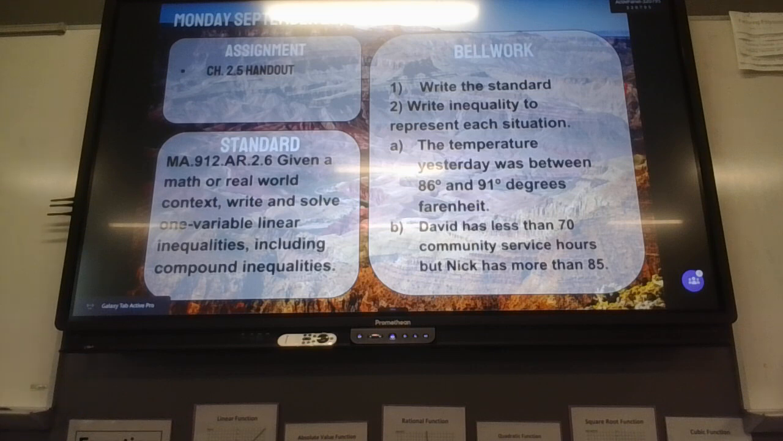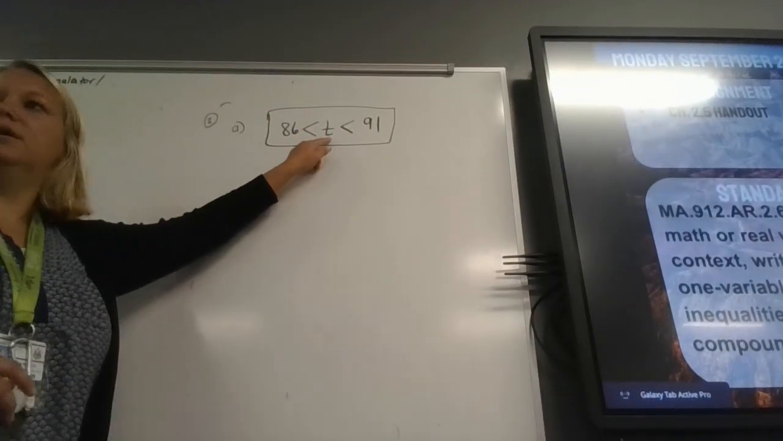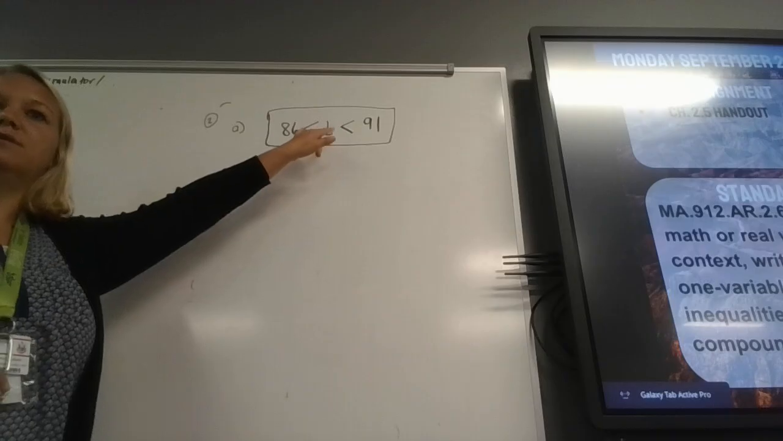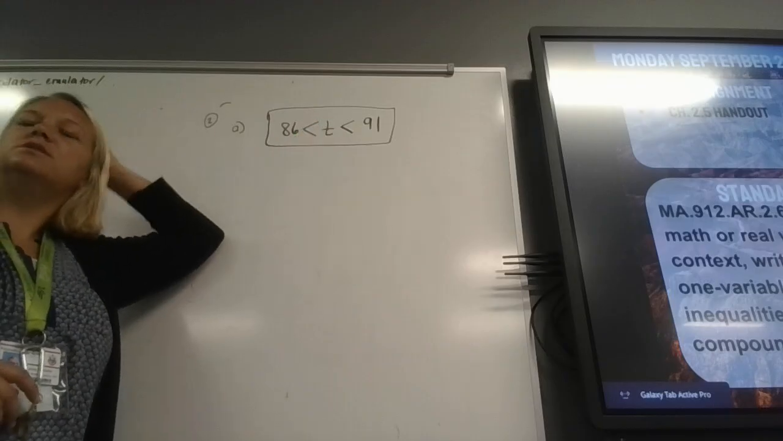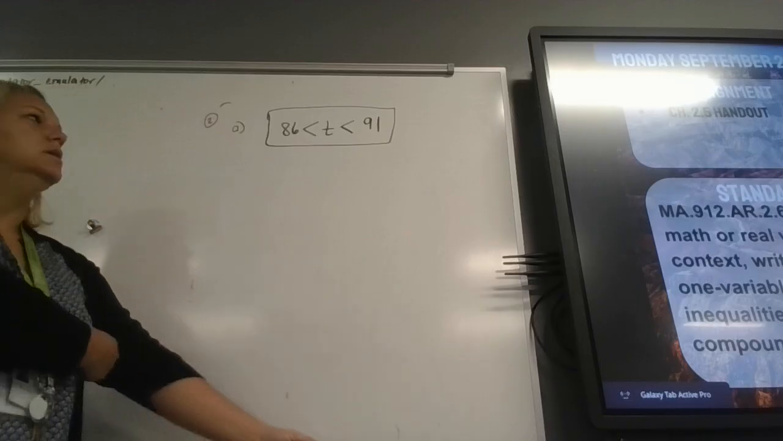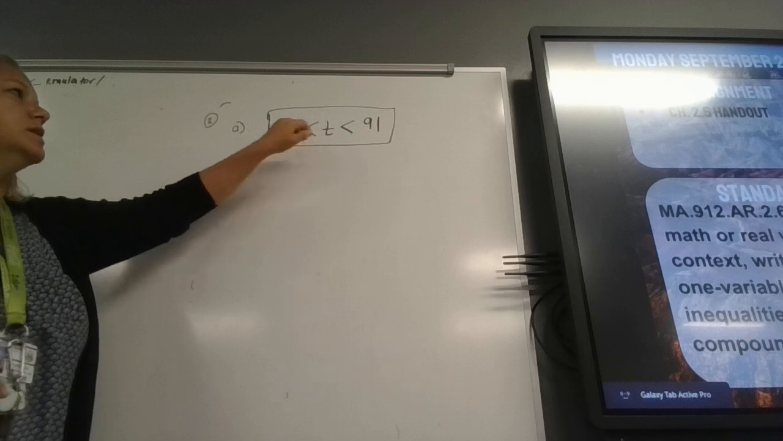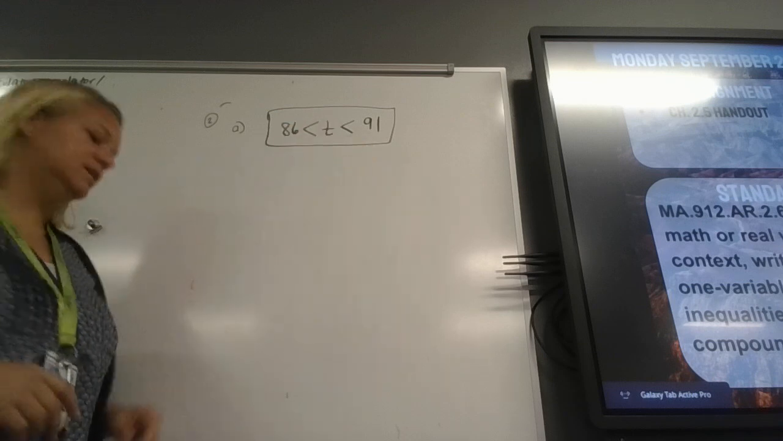This is called a compound inequality. The reason it's compound is that there's two symbols required. So some compound inequalities look like this, with the letter in the middle of two symbols. And some of them it's two different inequalities separated by the word or. But this is considered an and inequality. The temperature is more than 86 and less than 91.